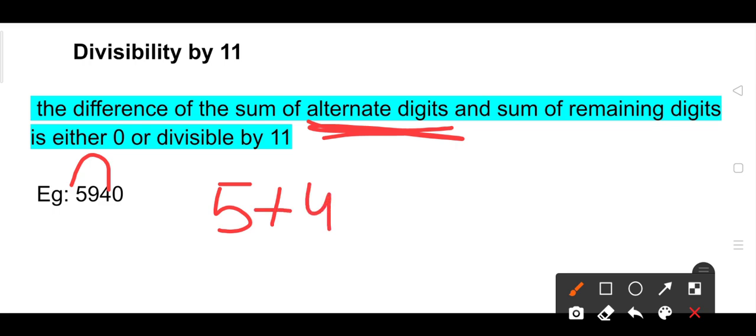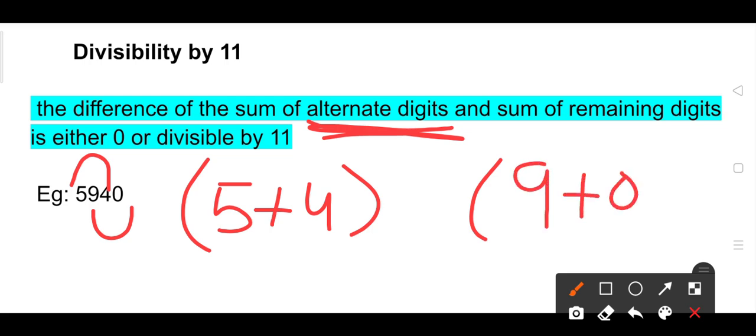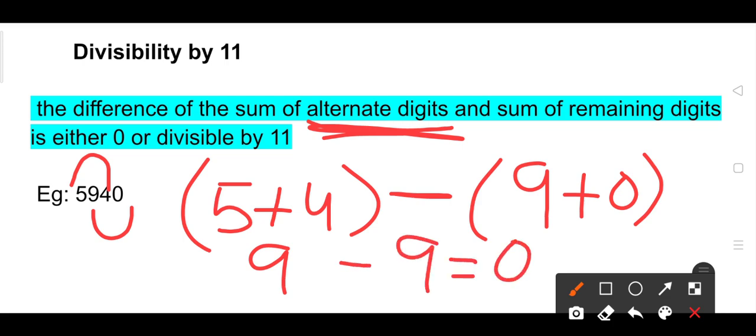So you have to do the sum of alternate numbers and the remaining numbers. Remaining numbers are 9 plus 0, and then you have to subtract. You have to find the difference of it. So if you check, 9 minus 9 is equal to 0. So either 0 or divisible by 11.